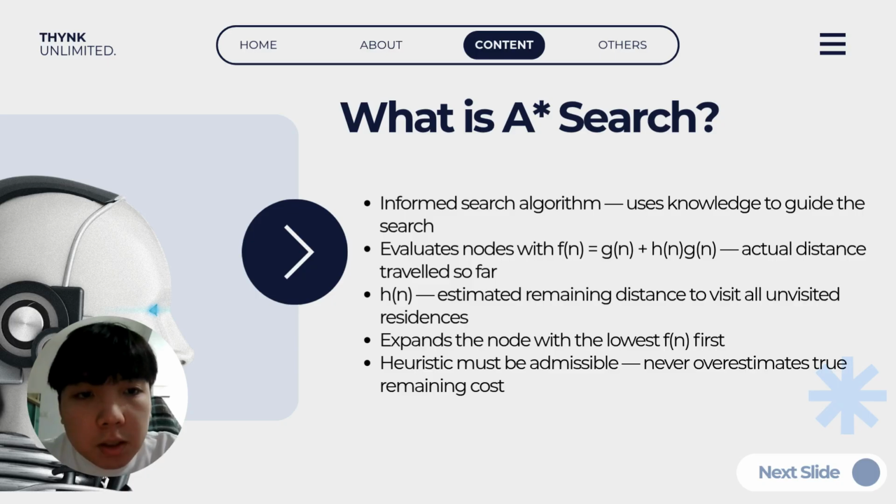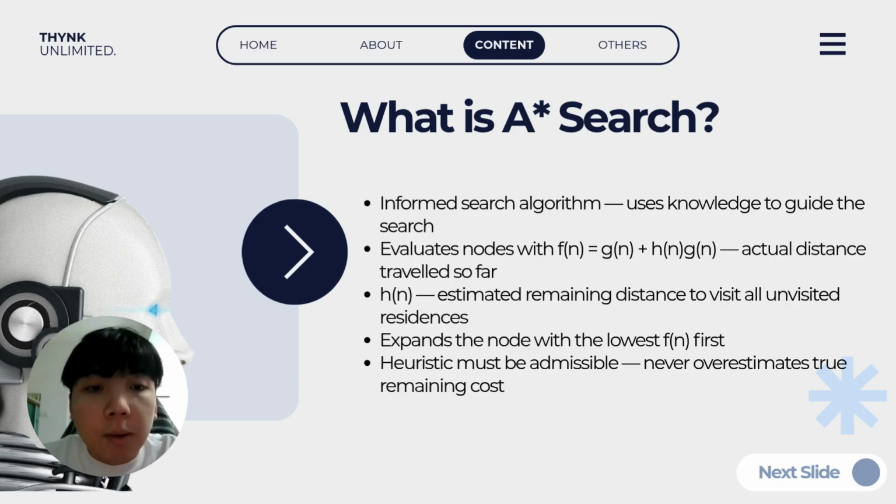A-star is an informed search algorithm that evaluates each node using f(n) = g(n) + h(n), where g(n) is the actual distance traveled from the start and h(n) is an estimate of the remaining distance needed to visit all unvisited residences. At each step, A-star expands the node with the lowest f(n) value, prioritizing routes that are both efficient so far and promising for the future.